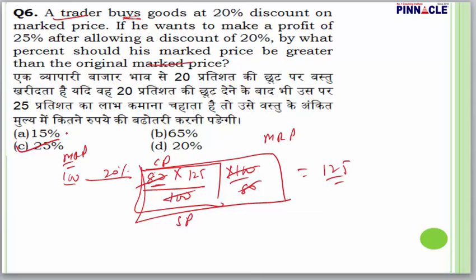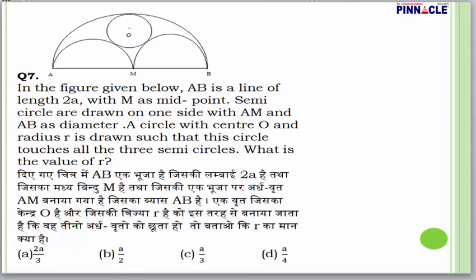Next question, question number 7. In the figure given below, this is the figure. AB is a line of length 2A. This is 2A. It means this is A and this is A. With M as a midpoint, semicircles are drawn. These are semicircles. There are in fact three semicircles. On one side, with AM and AB as diameter, a circle with center O and radius R is drawn such that this circle touches all three semicircles. What is the value of R? We have to find the value of R.